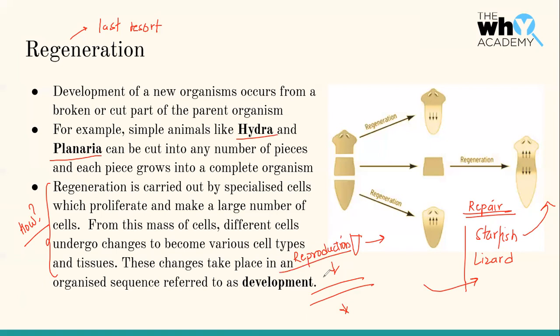Ma'am, do earthworms regenerate or do they use fragmentation? Neither, actually. They have their own complete reproductive system. Earthworms are what are called hermaphrodites. I don't know if you've heard the term. I think what you are talking about is when some part of the earthworm is cut off, it can regenerate. Is that what you're asking? Yeah, ma'am. So that again would come under repair then.